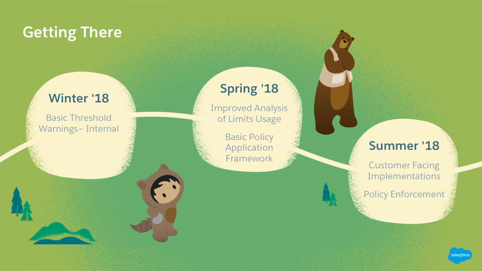X%, for example. Then in summer 18, this is where we're looking at actually making the soft limits frameworks available to all of you. This is the point at which we'll have more granular policy enforcement and where we'll be able to expose the analytics data of this to you so that you can understand your limits utilization.